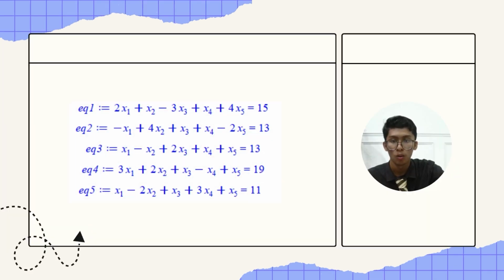First of all, we need to construct a linear equation system of 5 by 5. This is an example of a linear equation. We have 5 linear equations: equation 1, equation 2, equation 3, equation 4, and equation 5.